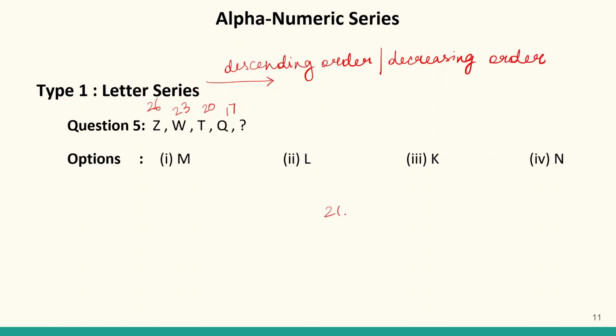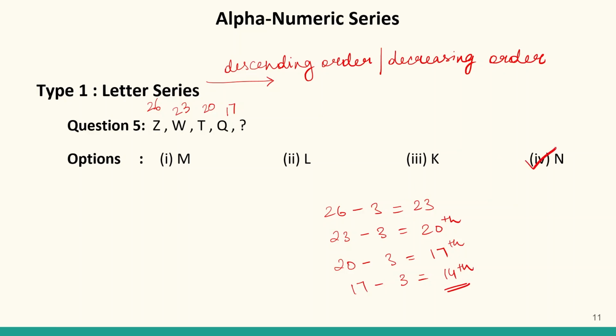So from 26, if we go back 3 positions, we'll get 23. From 23, if we go back 3 positions, we'll get the 20th position. From 20th position, if we go back 3 positions, we get 17th position. And similarly, if we go 3 positions back from 17th, we'll get the 14th position. So 14th position is of which alphabet? It is of N. So the answer will be option 4, N.